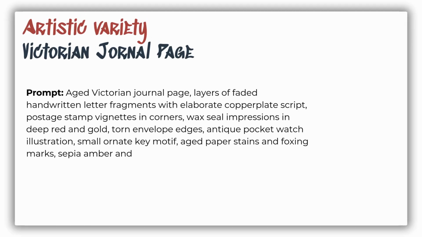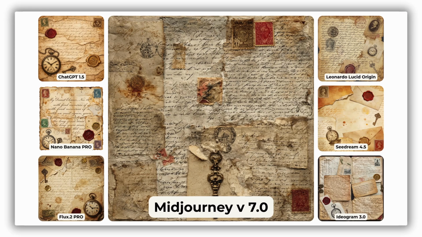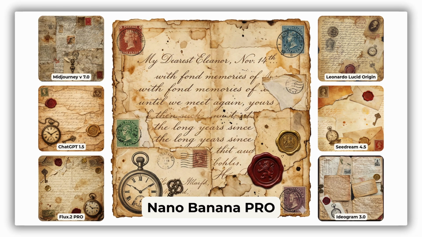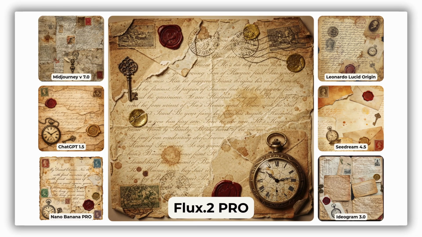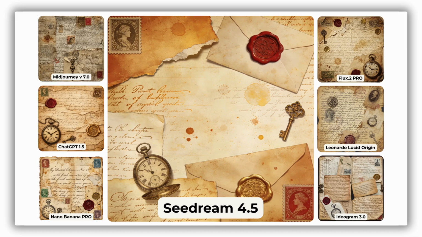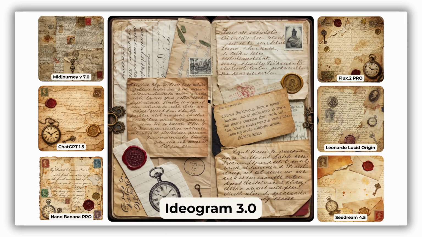Starting with classic Victorian journal pages, Midjourney copes really well with this semi-realistic aesthetic, but it skipped some elements from the prompt, like the pocket watch. NanoBanana, Seedream, and Ideogram created images that are too sleek and almost vector-like. Also, you can see that all the AI tools struggled with the text, and if the text is very clearly visible, that's obviously the wrong direction for this aesthetic.